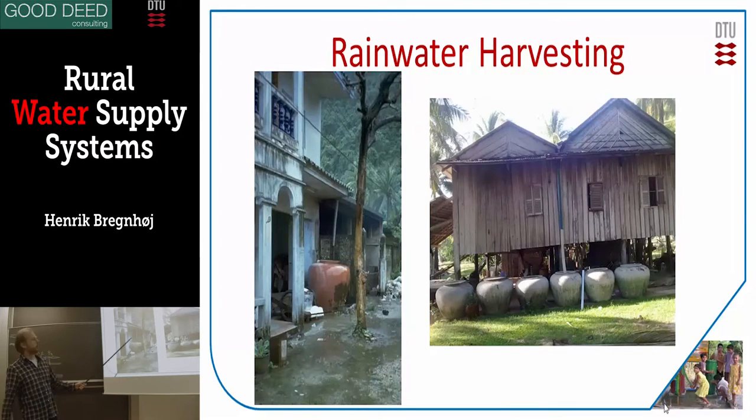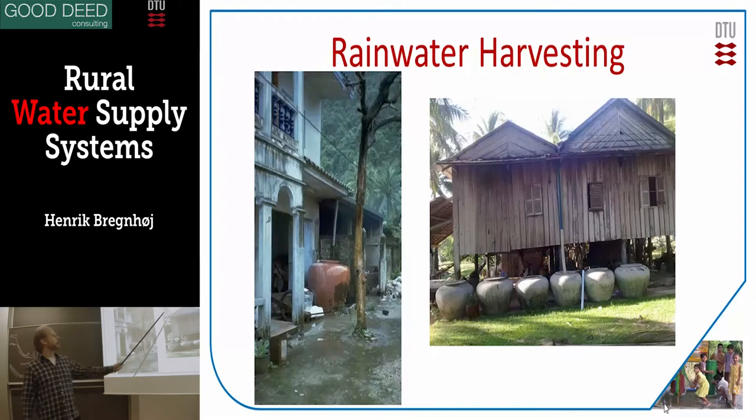There's an example here from India, where they have quite a well-built house, where they're collecting water from the roof, and it's running down into this big jar here of about 1 cubic meter. It's made of cement. They're using the same jars here in Cambodia. The houses are much more simple. They are raised on stilts, probably because of floods.